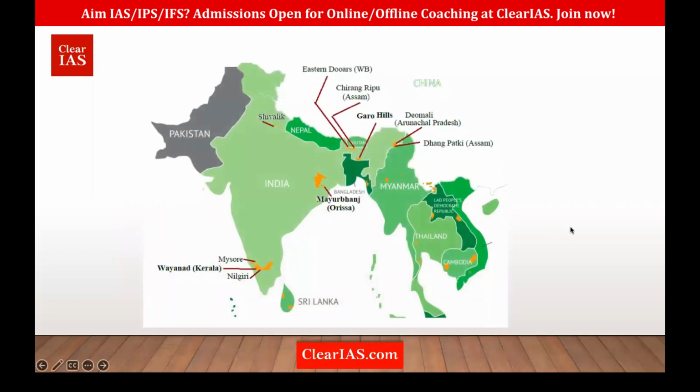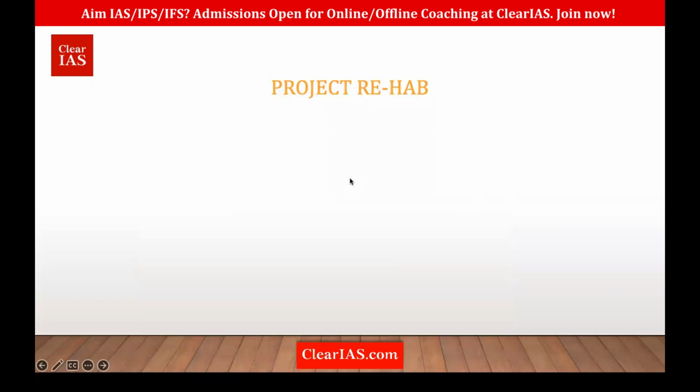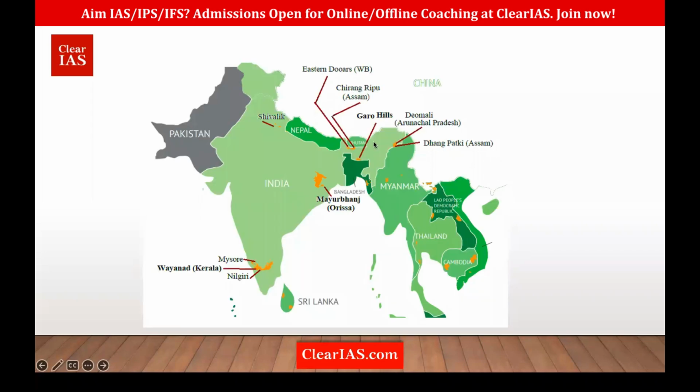Okay, so you can see here, you have Deomali in Arunachal Pradesh, Dhang Patkai in Assam. Okay, then Chirang Ripu is here. So one Assam site is here, and another one is at this end, Dhang Patkai and Chirang Ripu. Okay, then we have this, sorry, yeah, Garo Hills. Garo Hills is in Meghalaya. Okay, then Arunachal Pradesh, we have Deomali.